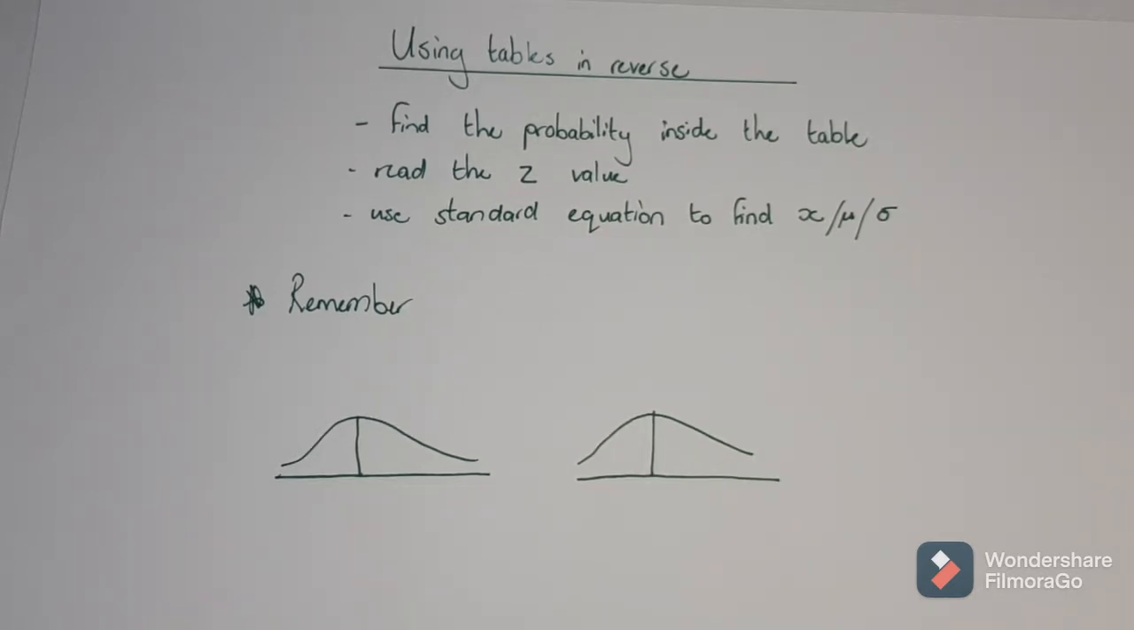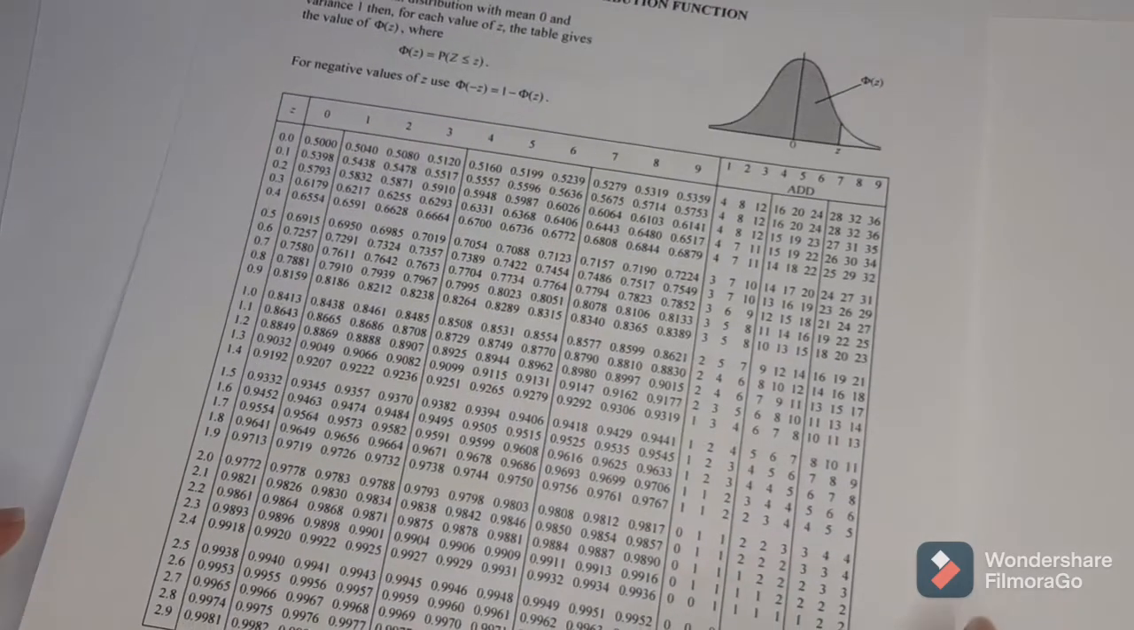Okay, so with normal distribution, instead of asking you to find the probability, they can also give you a probability and ask you to find the missing value, either the x value or the mean or the standard deviation or both. In that case, we're going to use the tables in reverse. That means you are going to find the probability inside the table.